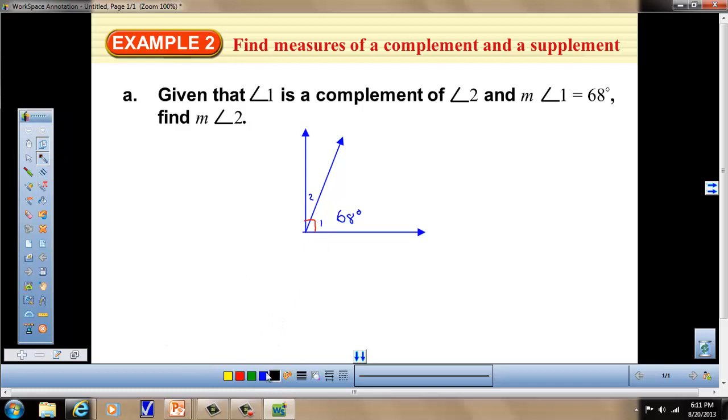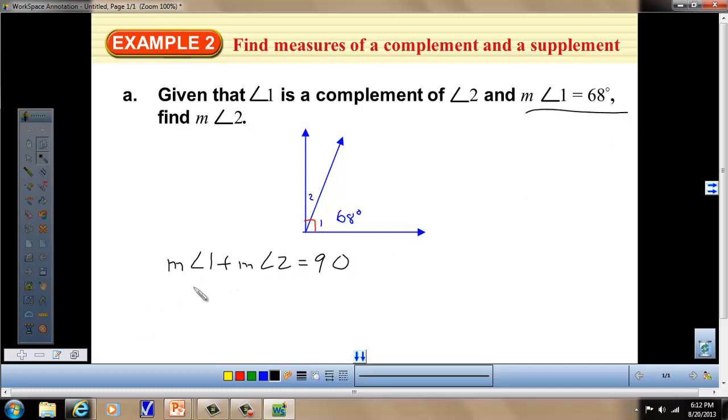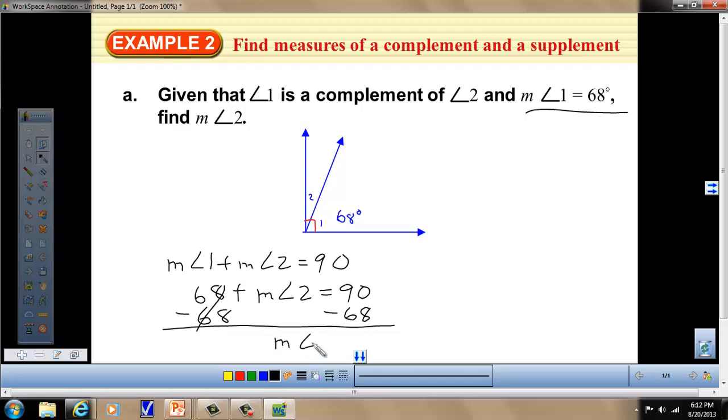Now, if angles 1 and 2 are complements, we know that the measure of angle 1 plus the measure of angle 2 is equal to 90 degrees. We know angle 1 is equal to 68 degrees, so we can say 68 plus the measure of angle 2 equals 90. And if we subtract 68 from both sides, those cancel. And the measure of angle 2 is equal to 22 degrees. Okay?